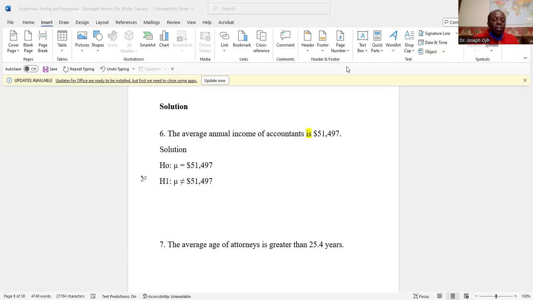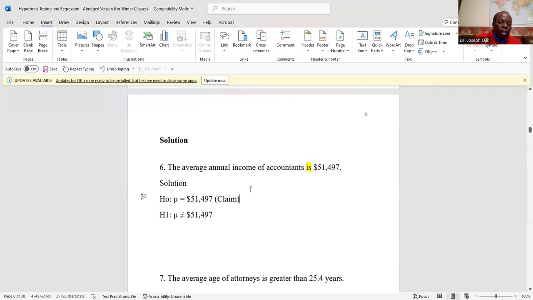So you can see that the claim is here, because you say "is", and "is" means equal, and equal can only be used in the null hypothesis. So you can put the claim right here. So this time around, the claim is on the null hypothesis.